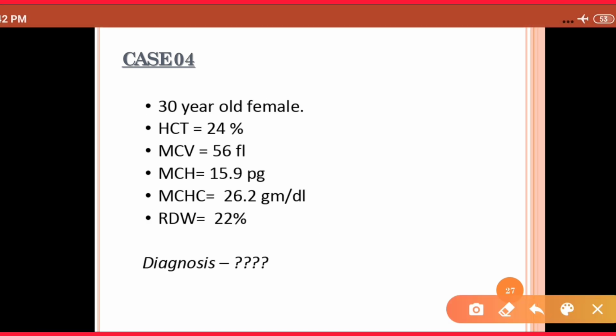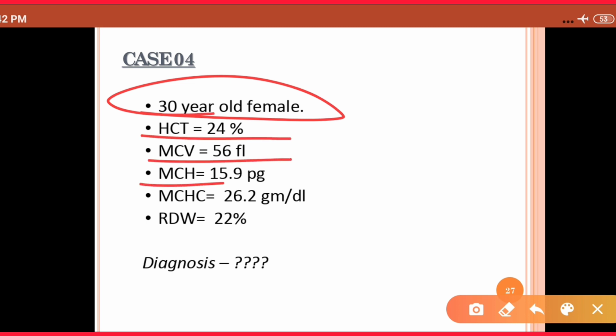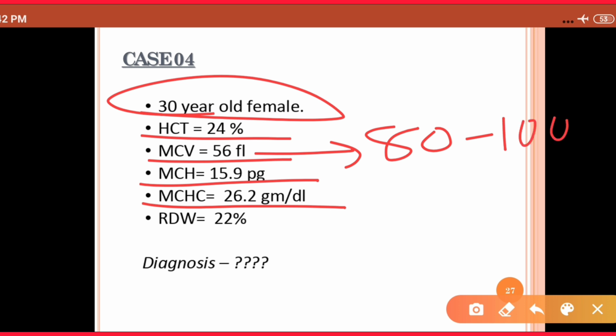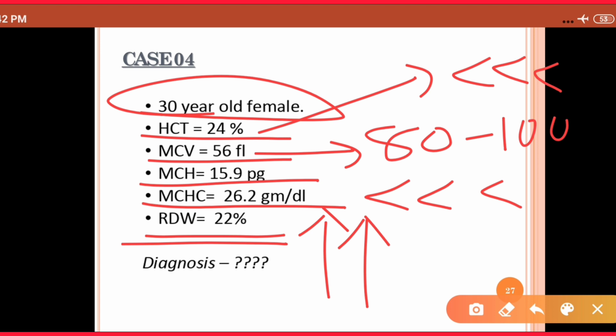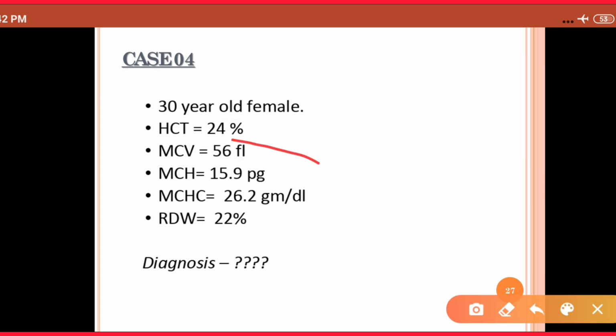Okay, fourth case, a 30-year-old female. Hematocrit is low, MCV is low, MCH low, MCHC again is low. You have to remember all the normal ranges for the MCV, MCH and MCHC. Then you can diagnose the case, right? MCV normal range is 80 to 100 roughly. So your MCV is very low, right? The hematocrit is also very low, right? And your RDW is markedly increased. So when you have all red blood cell indices decreased, right?